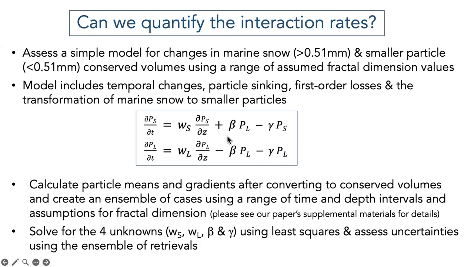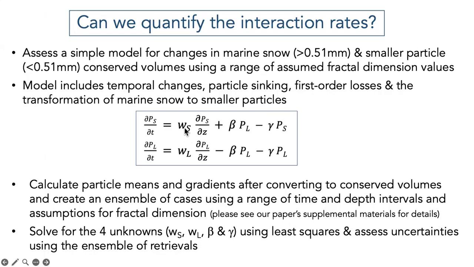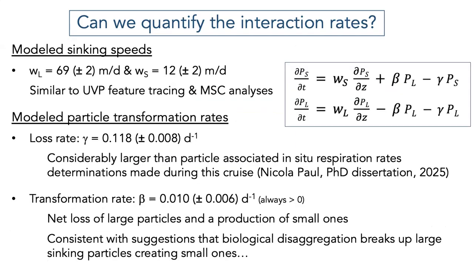Okay, so we calculated particle means and gradients after converting to conserved volumes and created an ensemble over a range of time and space and depth intervals and assumptions for what was chosen for the fractal dimensions. From that, we had a system we could solve by least squares, and we could solve for both the sinking rate of the small and large particles, but also these interaction terms and the consumption terms. So the results of this are that we can make some statements over this ensemble. We can actually calculate uncertainty bounds too.